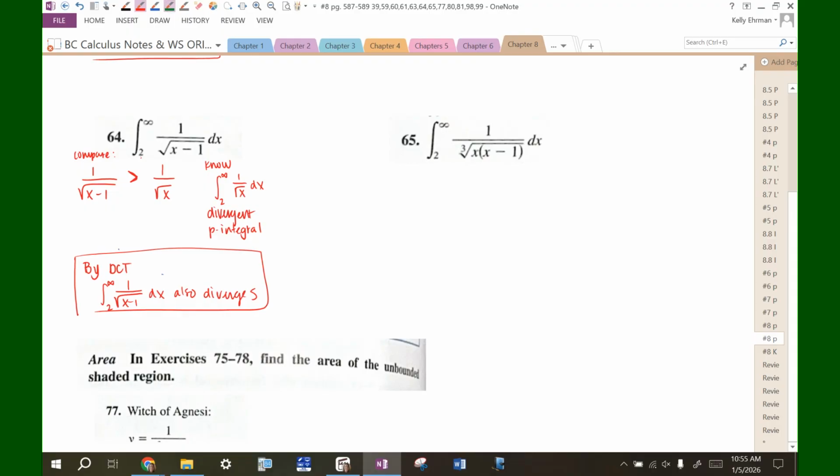All right, what about this one? This one looks weird, right? Because you have x times x minus 1. Think about this: this is also known as the cube root of x squared minus x. Even though this is minus x and not minus a constant, we can still use this comparison test because that x is going to be insignificant compared to x squared when you start plugging in huge numbers.